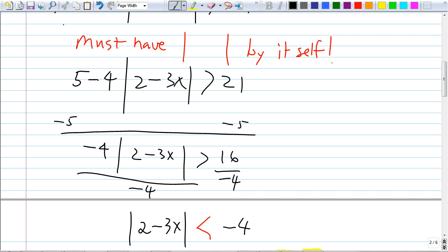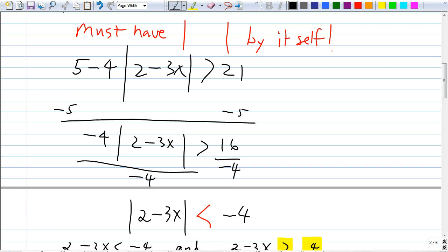Is it "or" or "and"? What goes in the middle? It should be "and" because it's less than. 2 minus 3x is greater than 4. That's correct. Okay, go ahead, everybody solve. I'll wait for you guys.